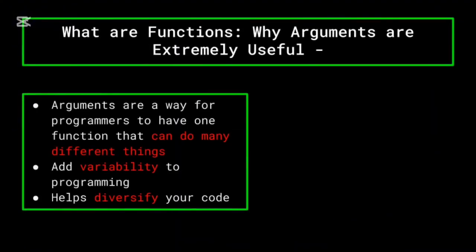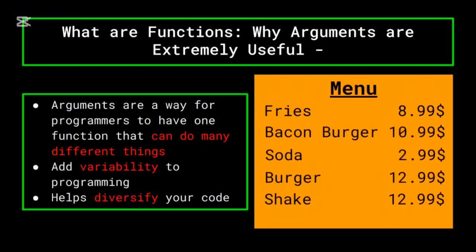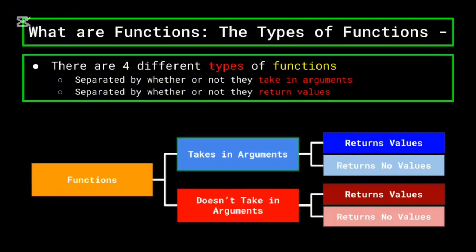Arguments are a way for programmers to have one function that can do many different things depending on whichever variables can be passed through. Arguments add variability to programming and can help diversify your code. Think of it like this. A restaurant that only allows one type of food to be made, regardless of what you order, isn't going to be very useful or diversified. But if we're able to pass in arguments and tell them which food we want, our experience can be heightened and more options can become available to us, which is exactly what happens when you start using arguments in your function. Now that we've talked about functions that take in arguments, let's move on to functions which do not, because functions can also be created and used without taking arguments in, and still be incredibly useful to the programmer.